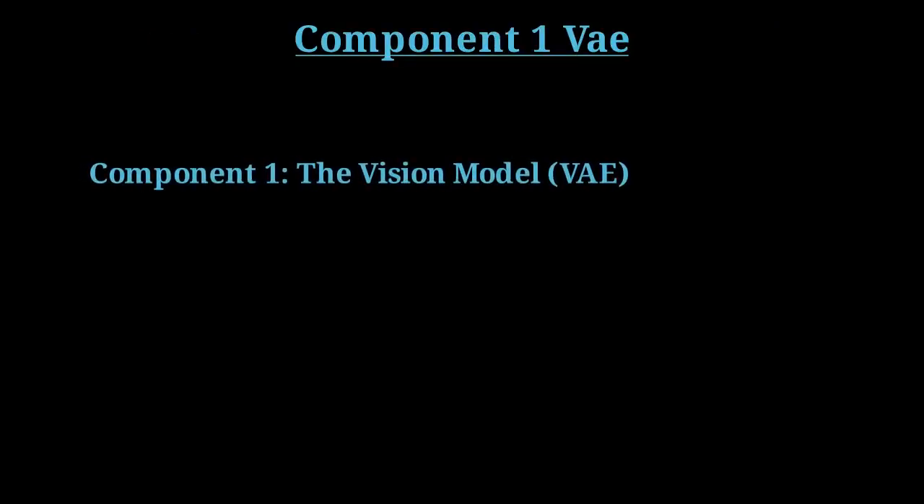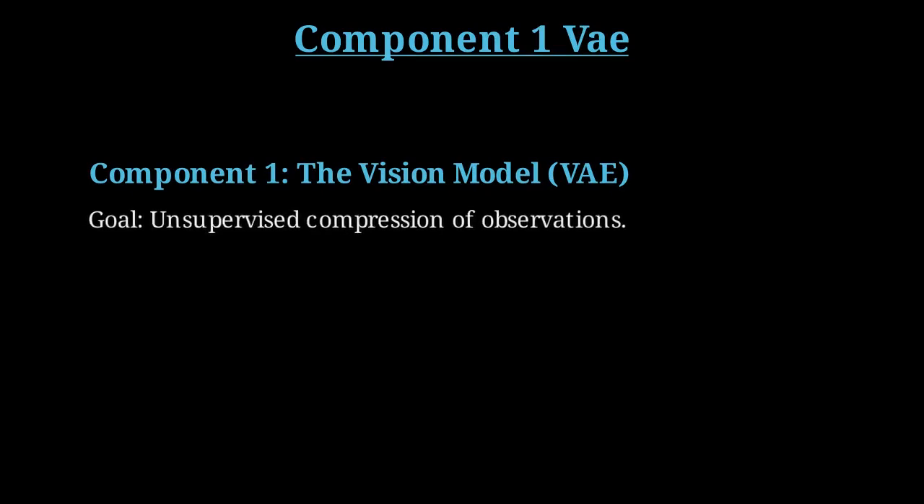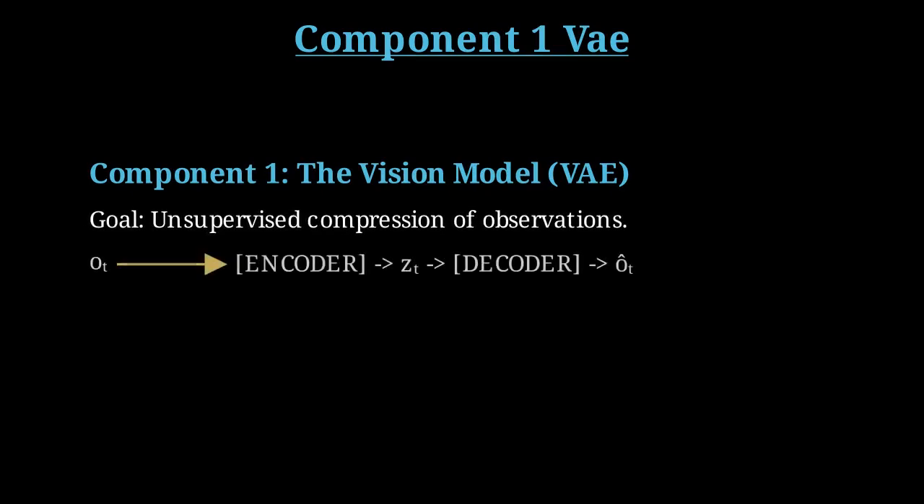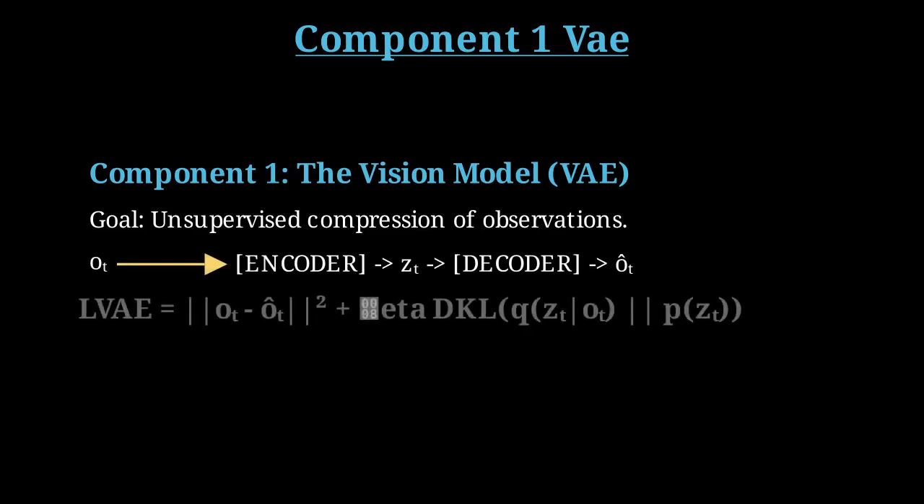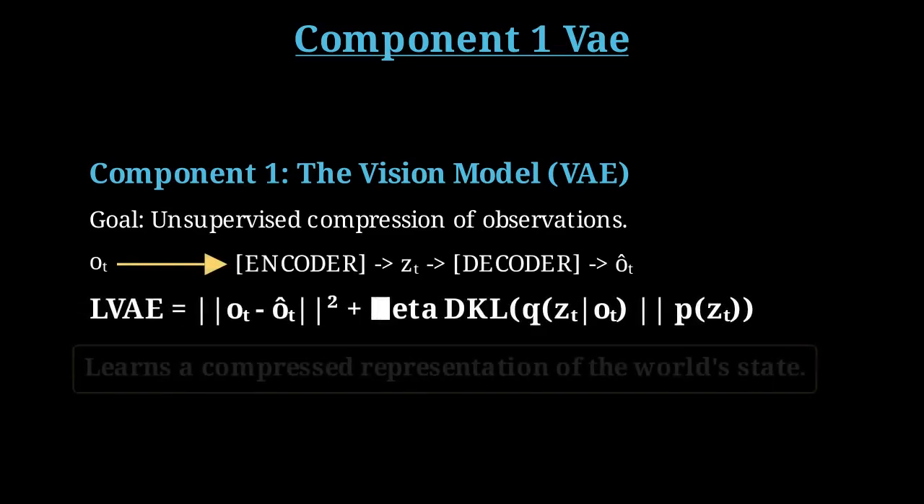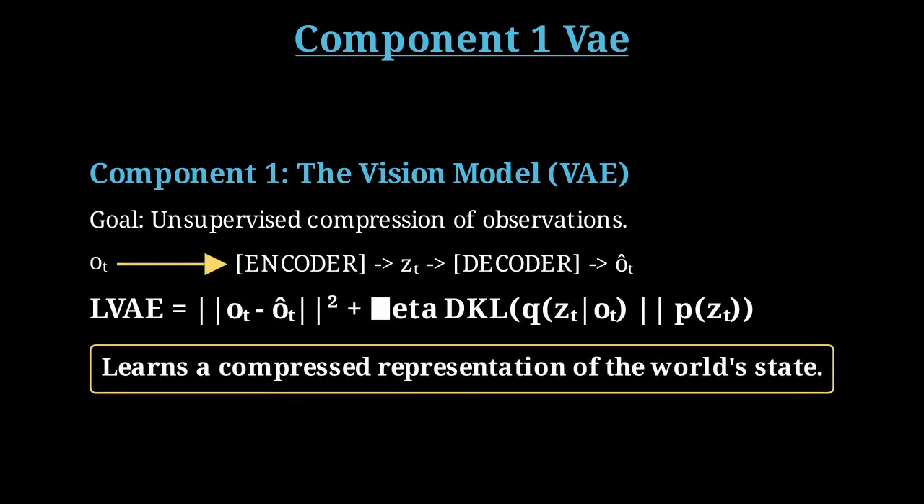Each component is trained separately, which simplifies the learning process. The VAE's role is unsupervised compression. It's trained on a dataset of random experiences from the environment, without any regard for rewards or tasks. Its goal is to learn a mapping from a high-dimensional observation o to a low-dimensional latent vector z that captures the essential spatial features of the scene.